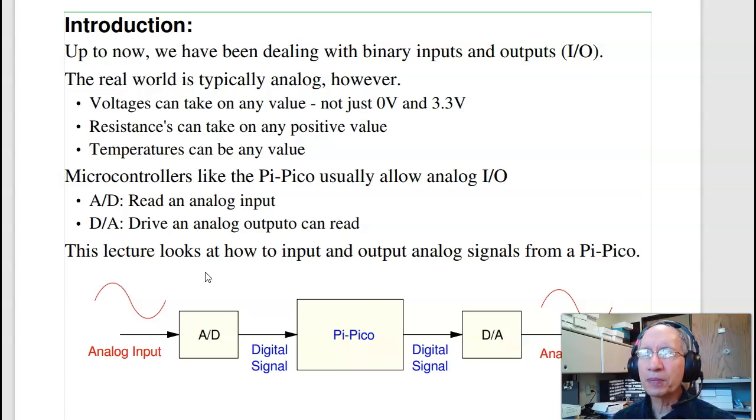And some terminology. A to D is the analog to digital reading. The digital portion is the microprocessor world. The A to D is for sensors. I want to find out what's happening in the real world, convert that to a digital number so the Pi Pico can read it. The D to A is the Pi Pico talking to the real world. It takes the digital signal from the Pi Pico and produces the analog voltage signal to drive motors, lights, stuff like that. This lecture looks at how to read analog inputs and drive analog outputs with a Pi Pico.